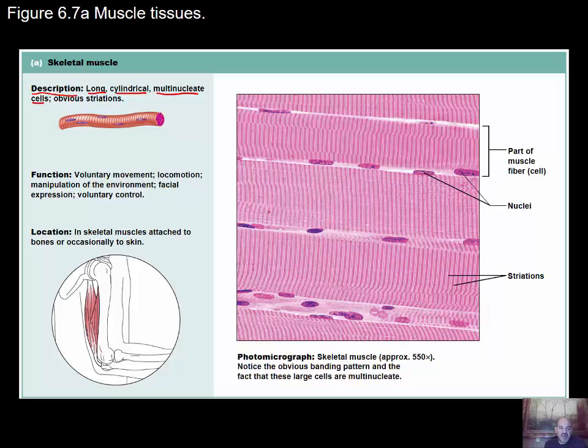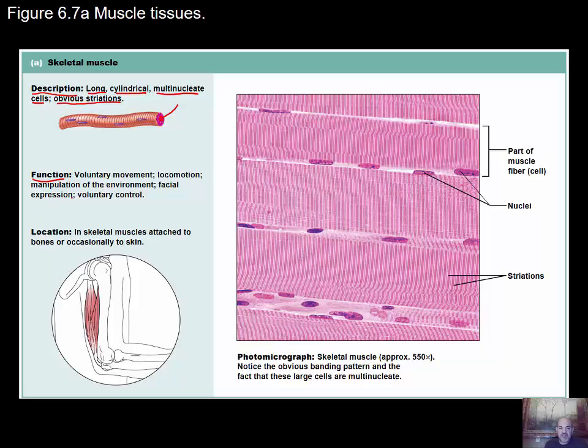So during development, several cells end up fusing together, forming one long cell. And these cells are going to have several nuclei. And then it's going to have obvious striations or striping pattern. Now the nuclei are going to be pushed off to the side because on the inside of the cell is going to be a whole lot of protein fibers that are involved in the contraction of the cell. So the function here is voluntary movement, locomotion, and manipulation of the environment.